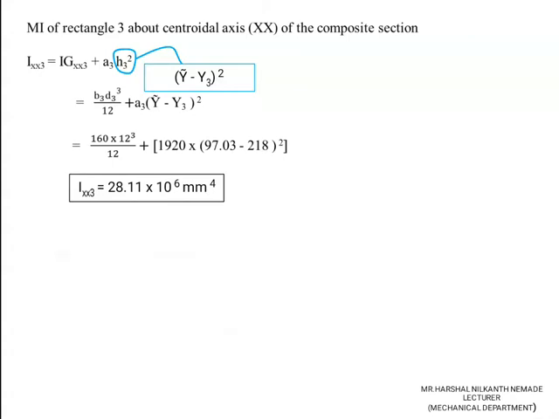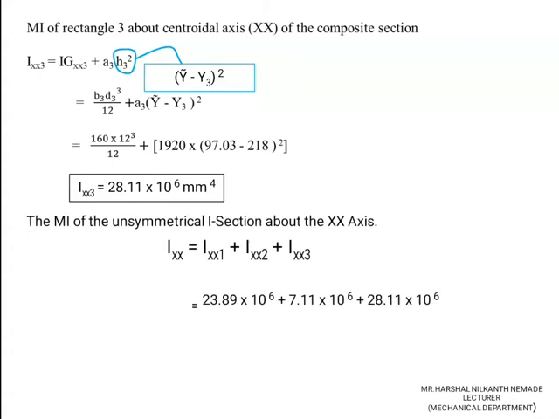Now the moment of inertia of the unsymmetrical I section about the x-axis: Ixx is equal to, I will add all the values, Ixx1 plus Ixx2 plus Ixx3. After adding all the values of Ixx1, Ixx2 and Ixx3, I will get the final answer, that is Ixx is equal to 59.11 multiplied by 10 raised to 6 mm raised to 4, and this is your final answer.